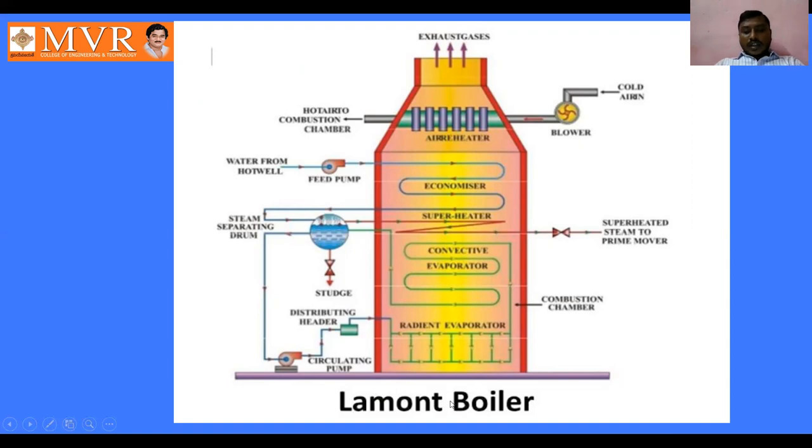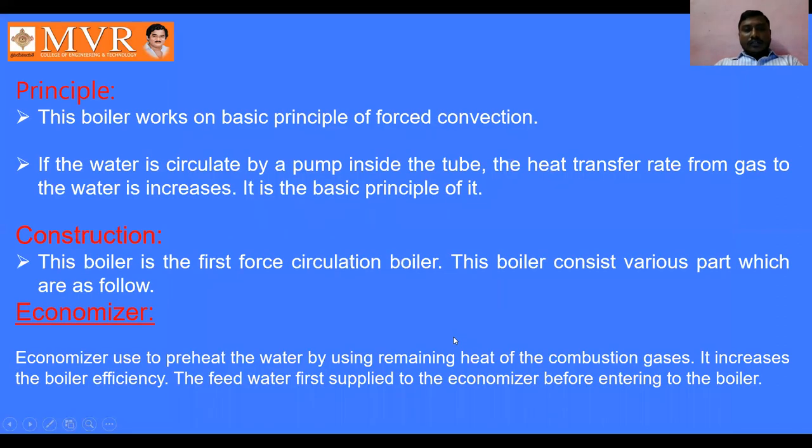This is the Lamont boiler and what happens to the hot gases. Here combustion takes place, and the hot gases produced go upwards and exhaust outside to the atmosphere, touching the economizer as well as the convective evaporator and the radiant evaporator. See here, this is the principle of the Lamont boiler.